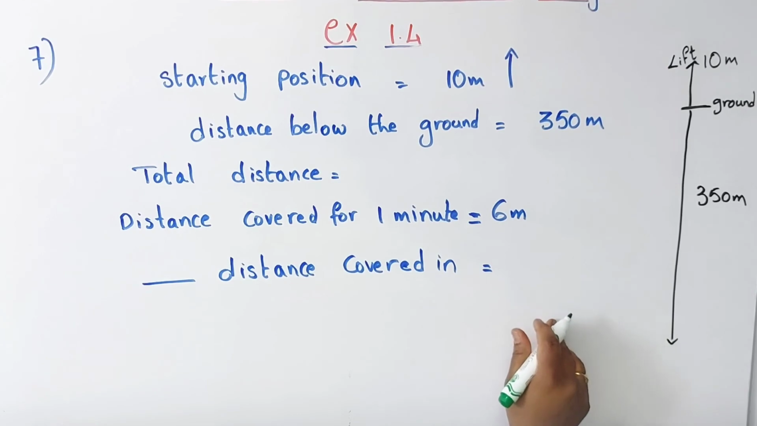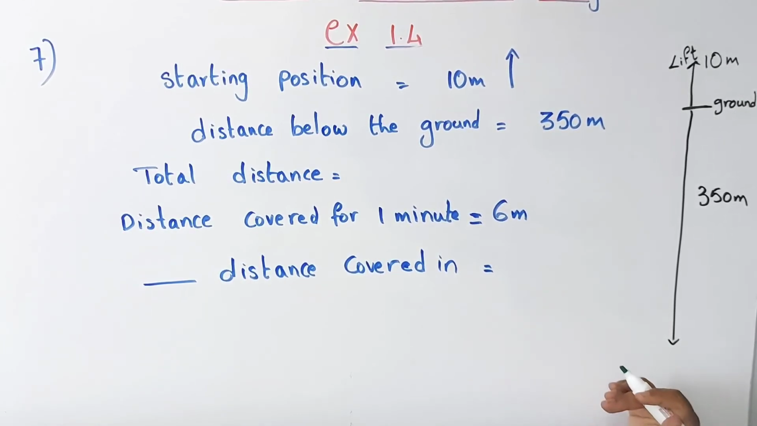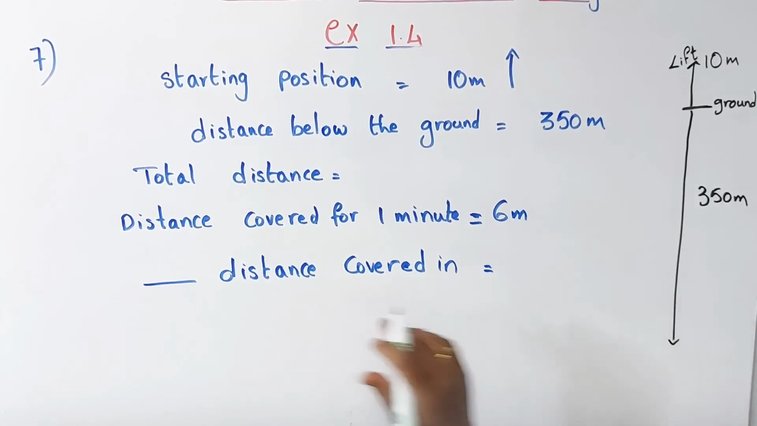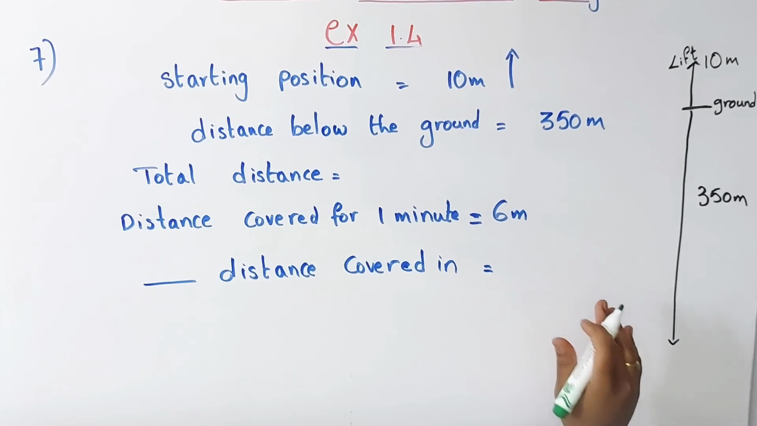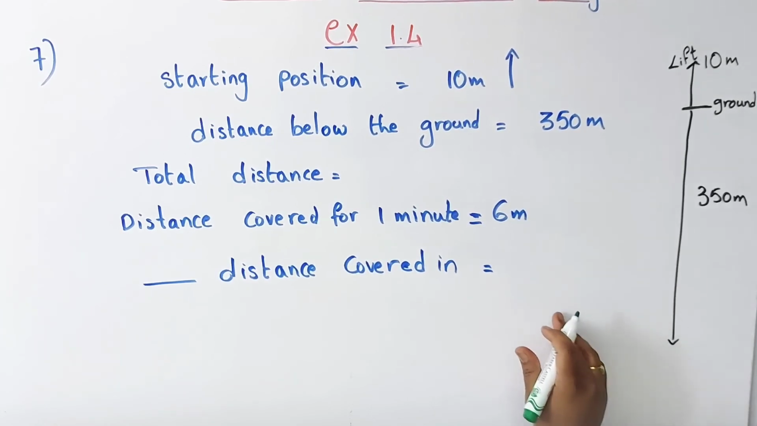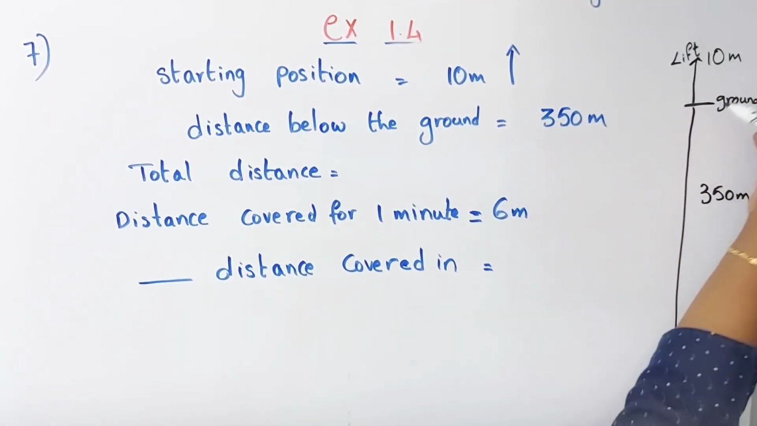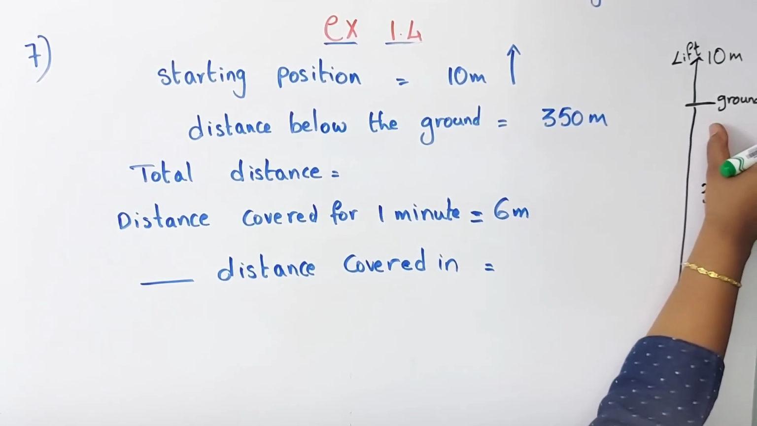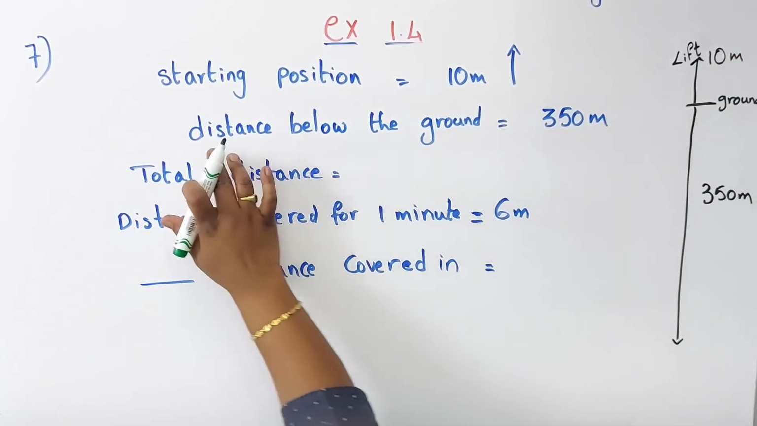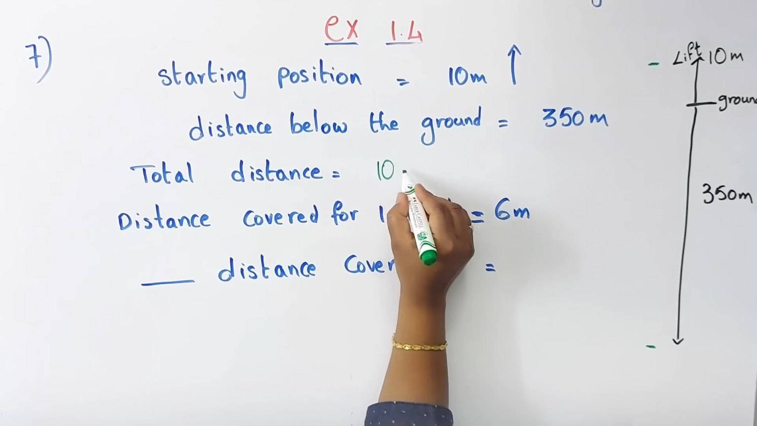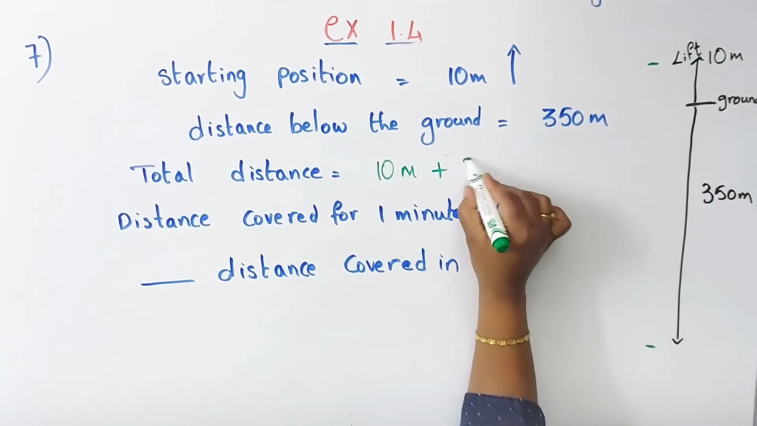Seventh question, children. An elevator descends into a mine shaft at the rate of 6 meters per minute. If the descent starts from 10 meters above the ground level, how long will it take to reach -350 meters? Starting position, children, is 10 meters above. See the lift here, 10 meters above the ground level. Think this is the ground level. Distance below the ground level is 350 meters. So it has to go from here to here. So we have to count the total distance. So total distance is 10 meters plus 350 meters, children.